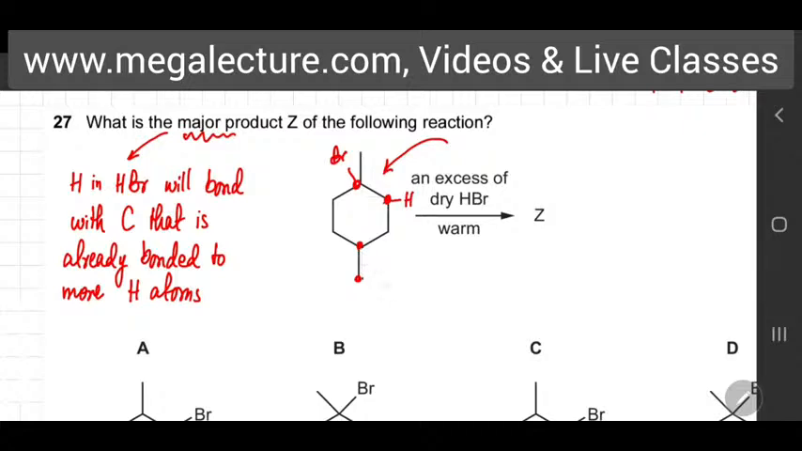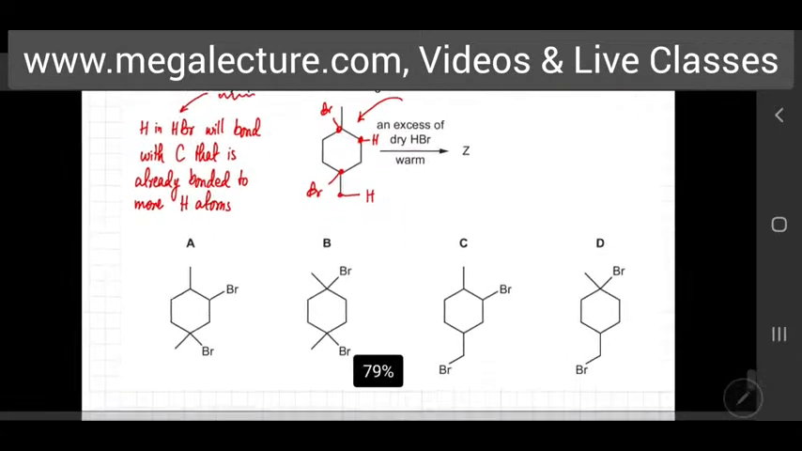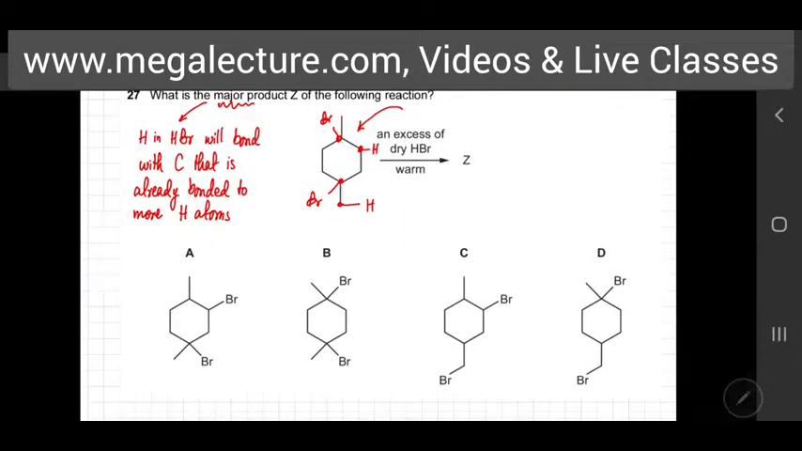The H would like to bond with the carbon that's bonded to fewer alkyl chains. So the H goes over here, the Br goes on this side. So that's going to be your final product and major product.